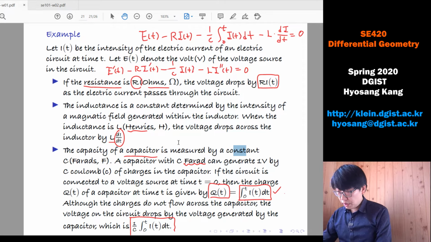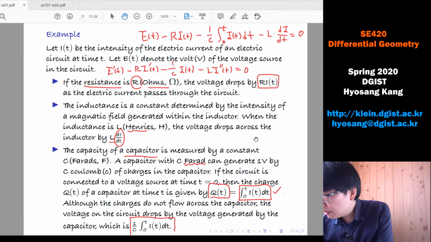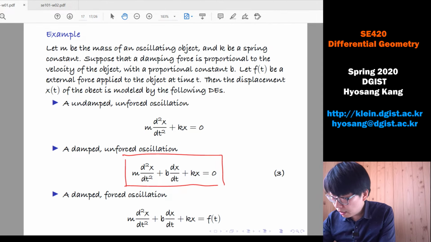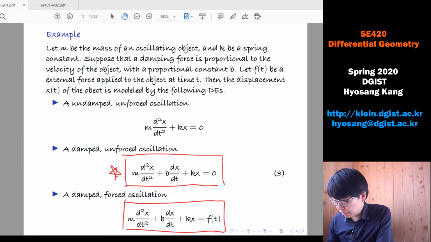So we are going to solve this equation later, and I want to emphasize that this form of differential equation is exactly the same form as we saw in the previous example of spring motion. So basically, if you are able to solve a second order differential equation, then you can solve the spring motion and electric circuit.